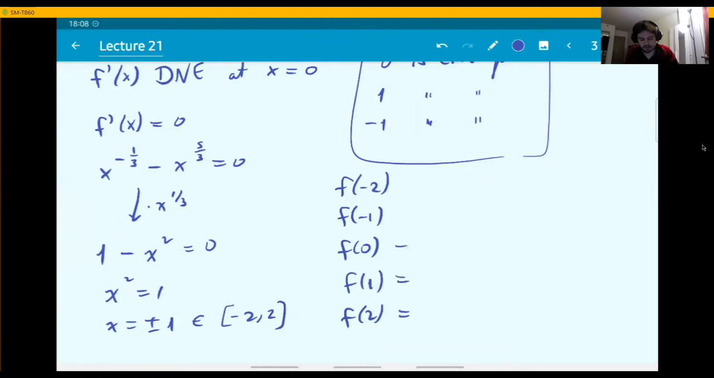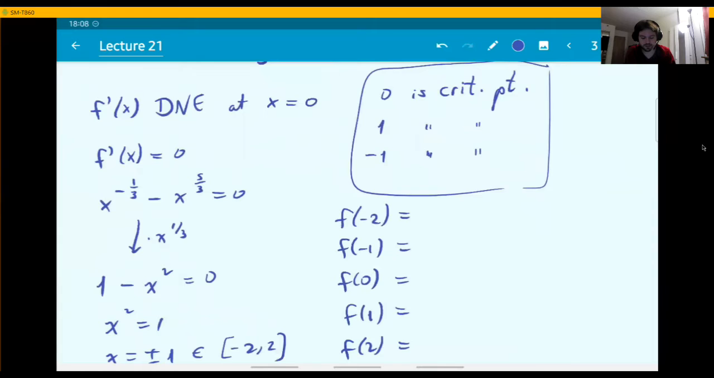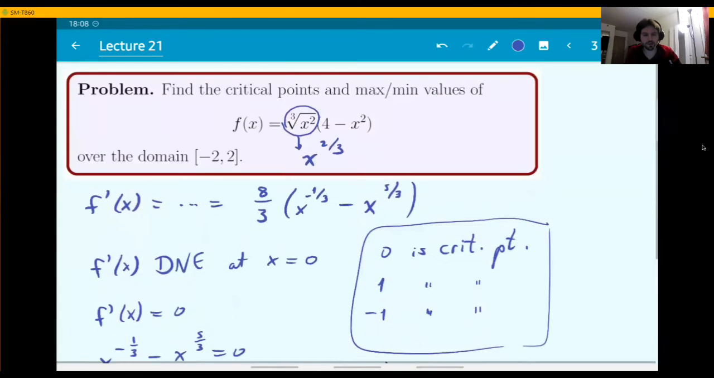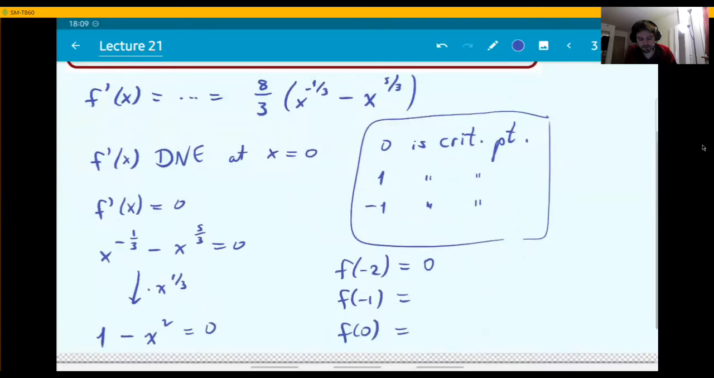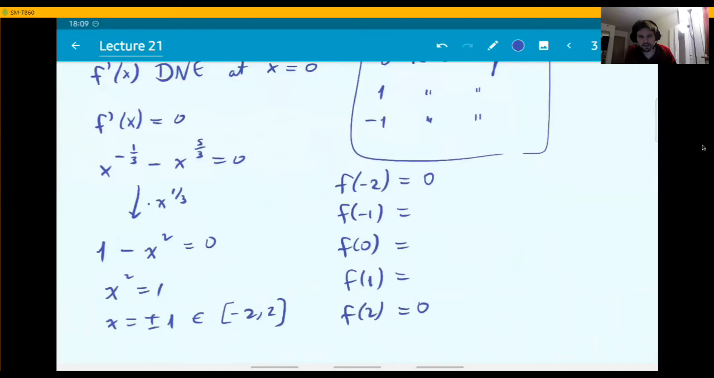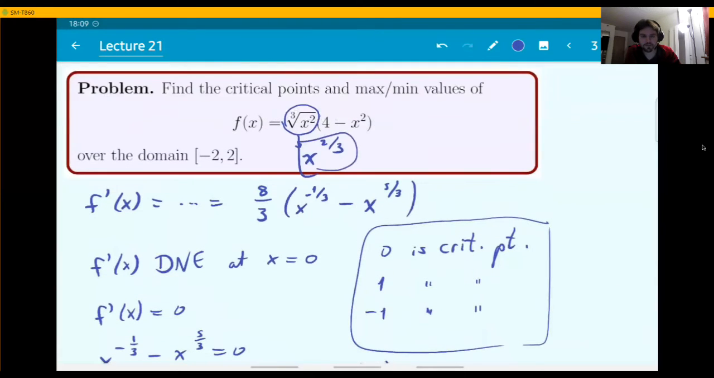And just see what the value of the function is at each one. So for example, -2. What happens when you plug in -2 here? Forget about the x to the 2/3 part, the initial part here. The 4 minus x squared term is going to be 0. And actually the same thing happens at x equals plus 2. So those are zeros. Now similarly, f of 0 is 0 because of the x to the 2/3 part.